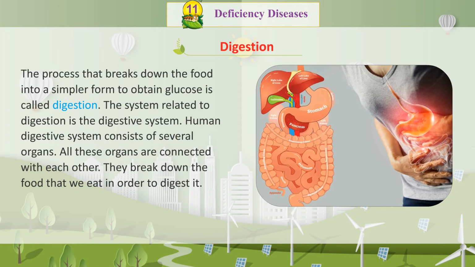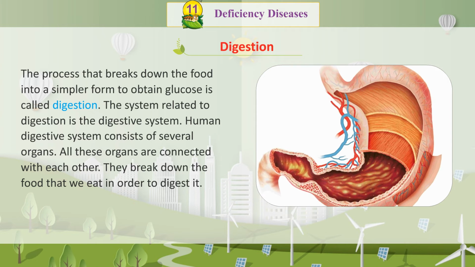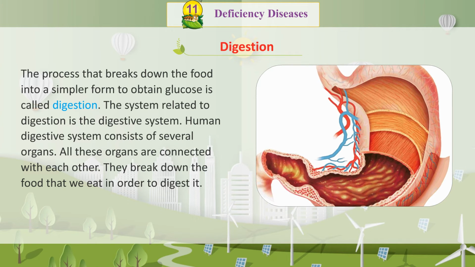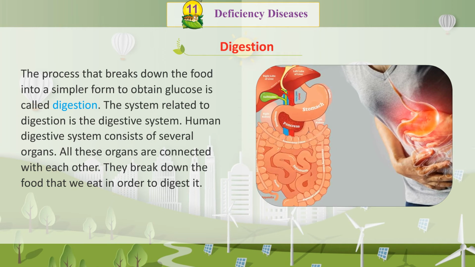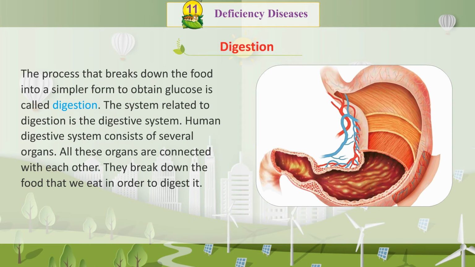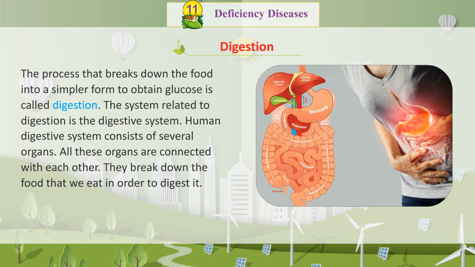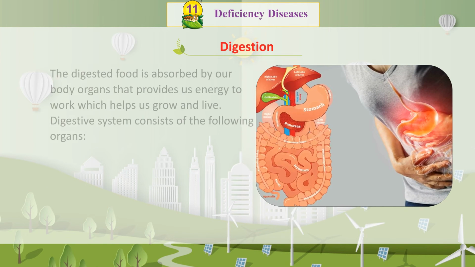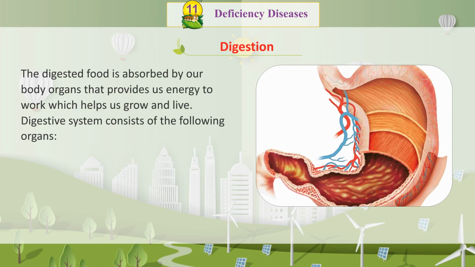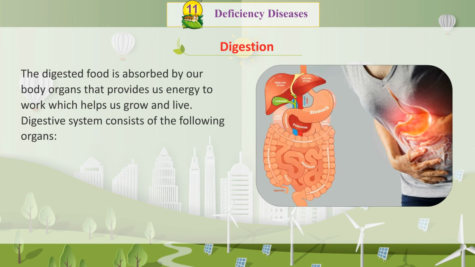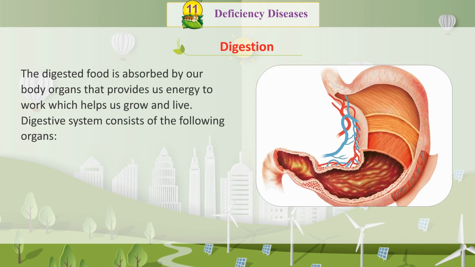Digestion. The process that breaks down the food into a simpler form to obtain glucose is called digestion. The system related to digestion is called the digestive system. The human digestive system consists of several organs. All these organs are connected with each other. They break down the food that we eat in order to digest it. The digested food is absorbed by our body organs that provide us energy to work, which helps us grow and live. The digestive system consists of the following organs.